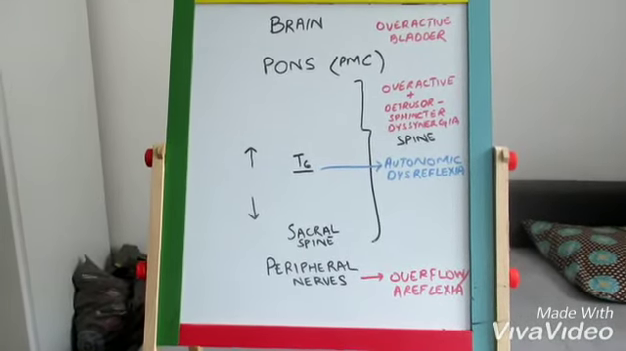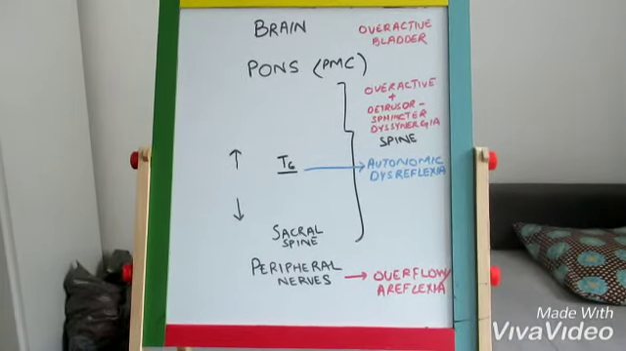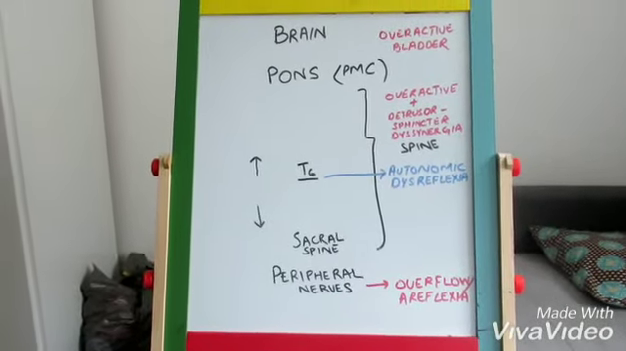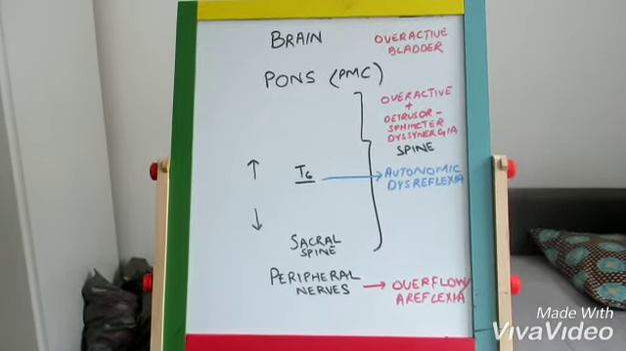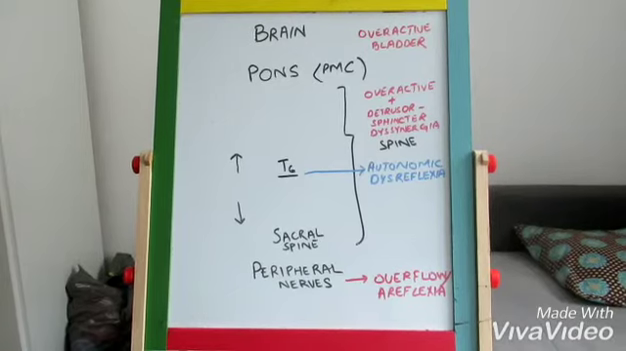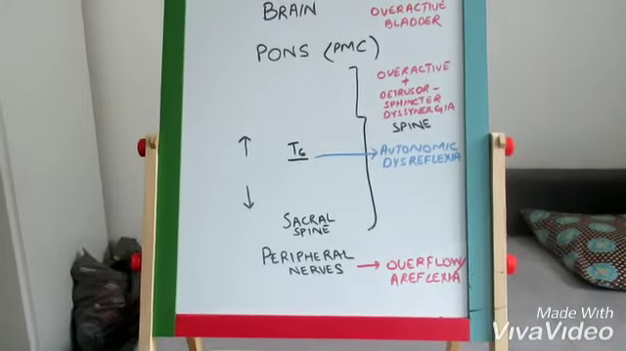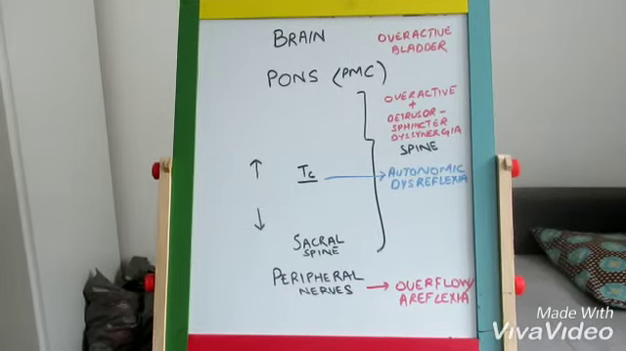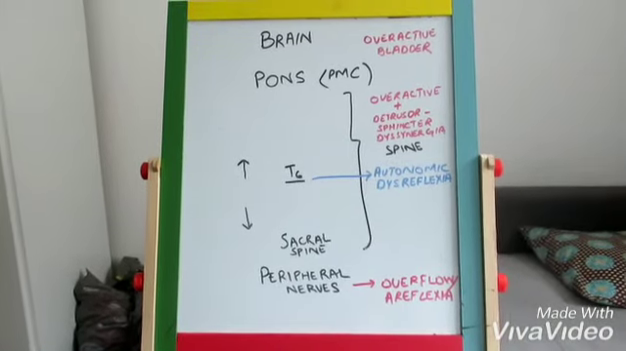The second thing is that the lesion is between pons and the sacral spine. So the bladder is here, in this case, is overactive bladder plus detrusor sphincter dyssynergia. What is detrusor sphincter dyssynergia? Detrusor sphincter dyssynergia means that the external sphincter, that is external urethral sphincter, that is supplied by pudendal nerve from S2 to S4, it causes the sphincter to contract.